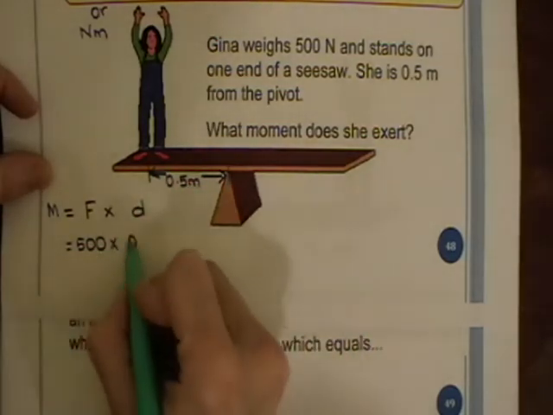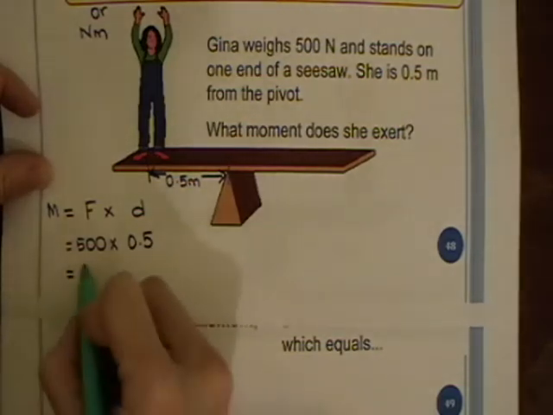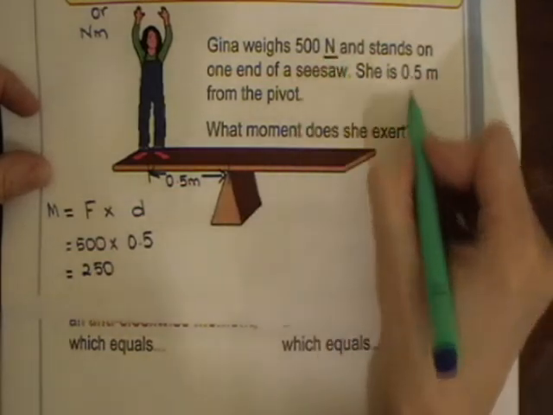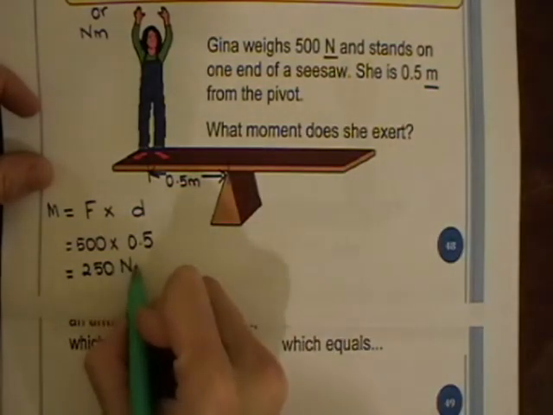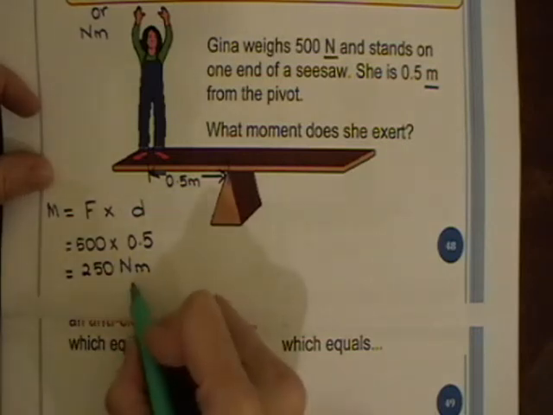So half a metre, and a half times 500 gives you 250. It's in newtons and metres, so the answer is in newton metres, and there is generally a unit mark for something like that, so don't leave it out.